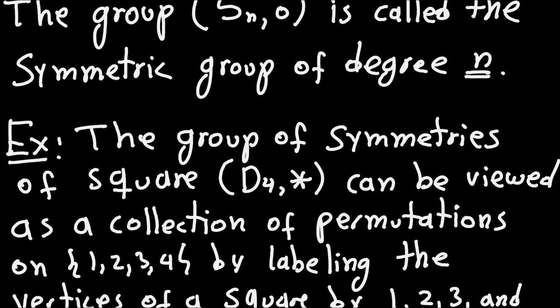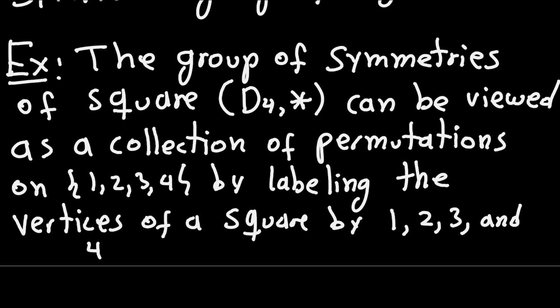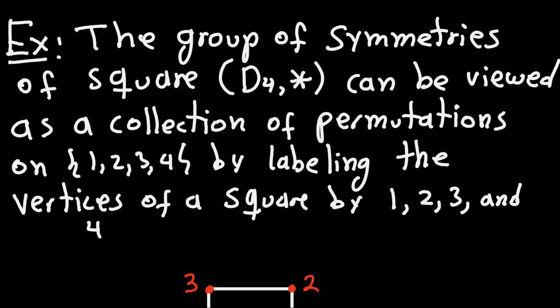All right. One more thing I want to say is I'm going to compare this group with D4. Now, the group D4, remember, is the group of symmetries of the square. There's a good connection between this one and S4. So the group of symmetries of the square, D4, can be viewed as a collection of permutations of the elements 1, 2, 3, 4 by labeling the vertices of the square by 1, 2, 3, 4.